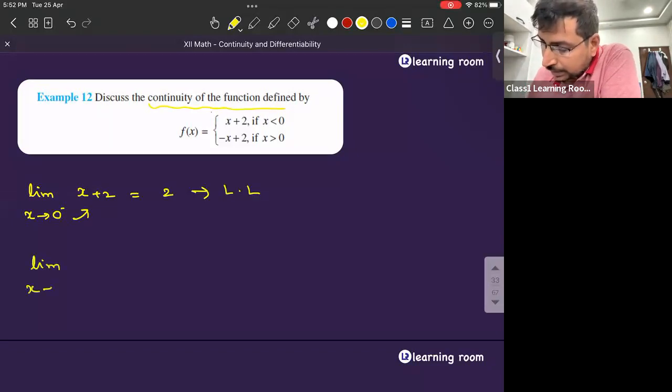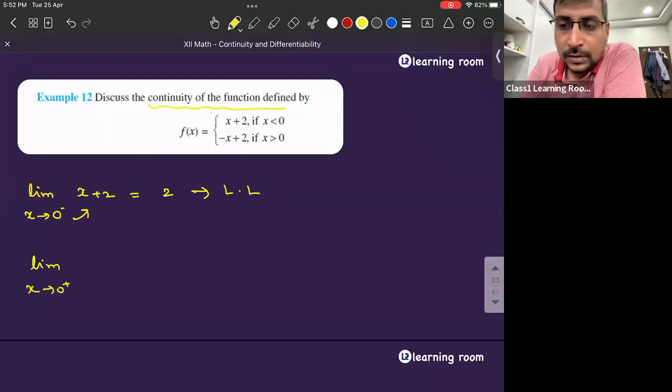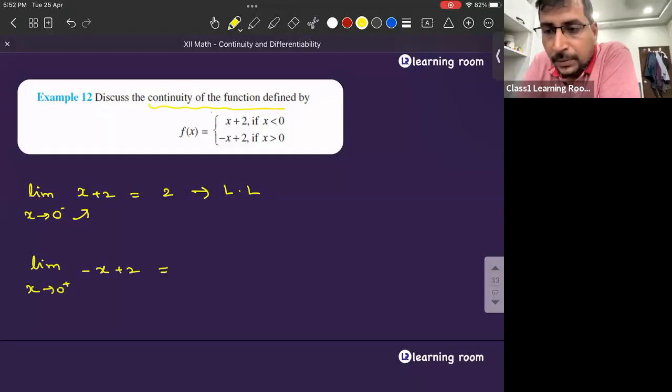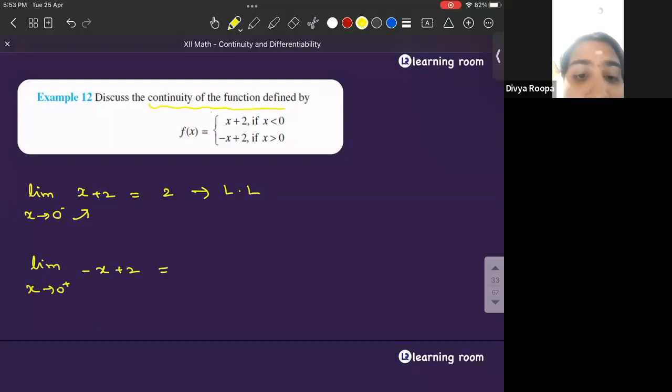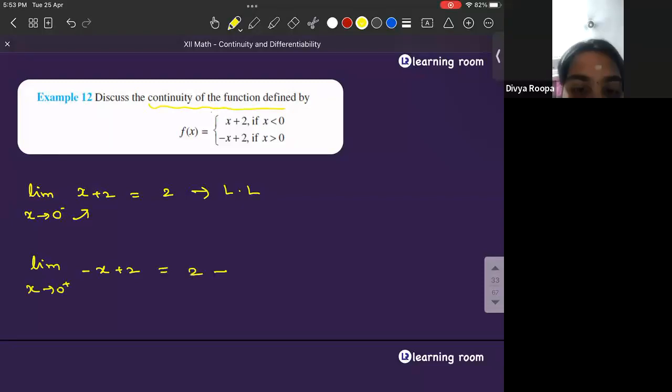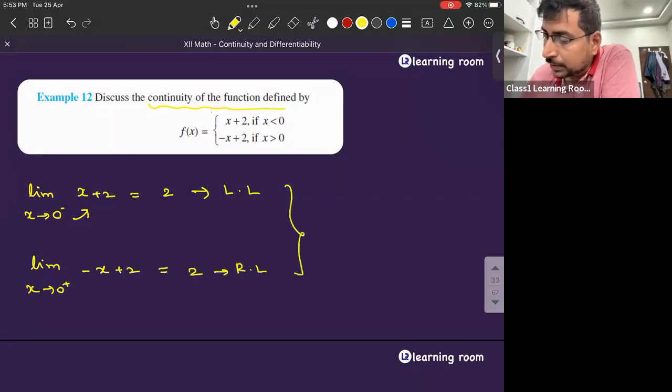Similarly, limit x tends to 0 plus is what? Limit x tends to minus x plus 2. What is this going to be? 2, sir. It will not be minus 2. Sorry, yeah, it will be 2. This is going to be the right limit. What is the function value? f of 0.